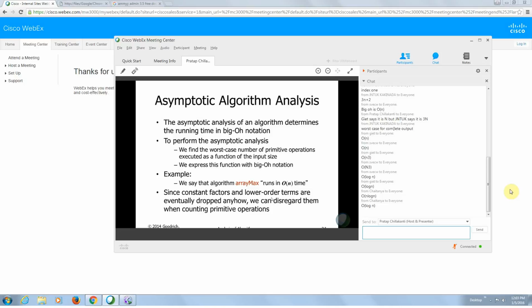Since constant factors and lower order terms are dropped, we can disregard them when counting primitive operations. That's what we did, right? For example, when we did the index equal to 1, we did not count that because those are all constant. There is no n involved there.